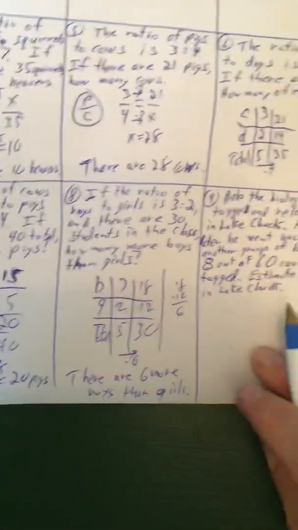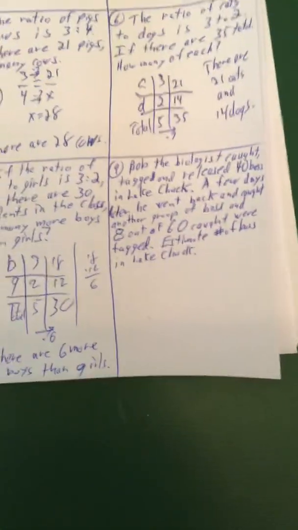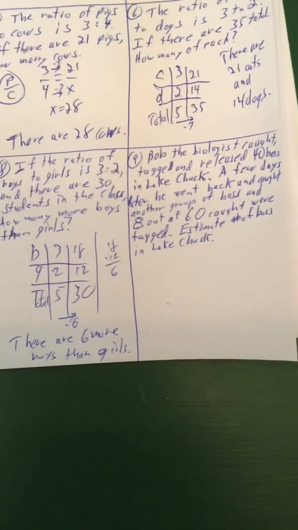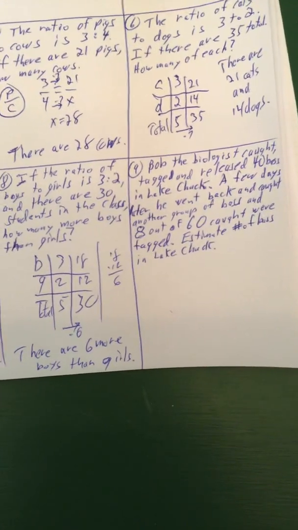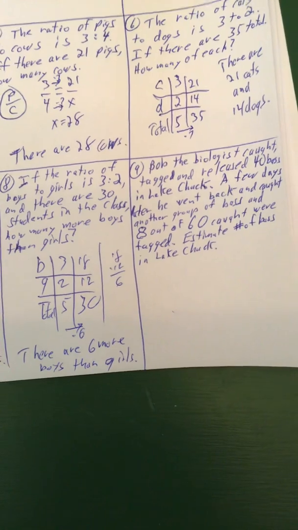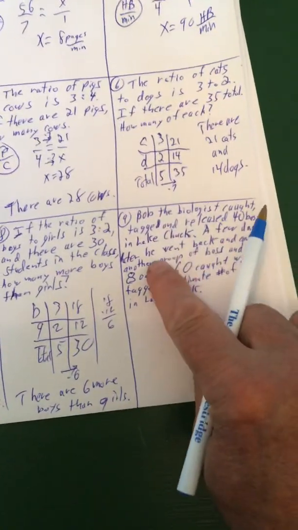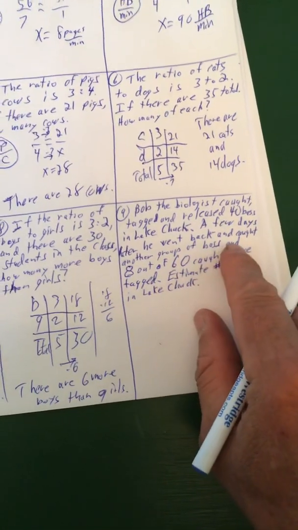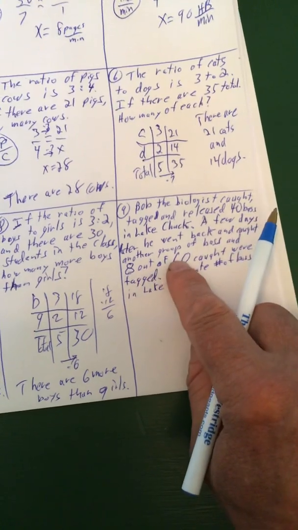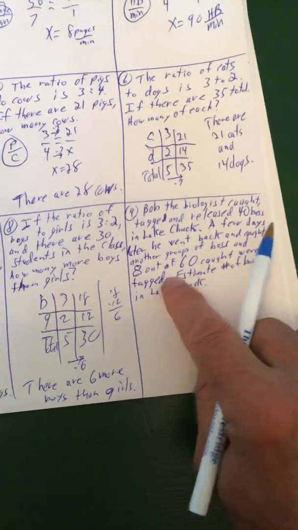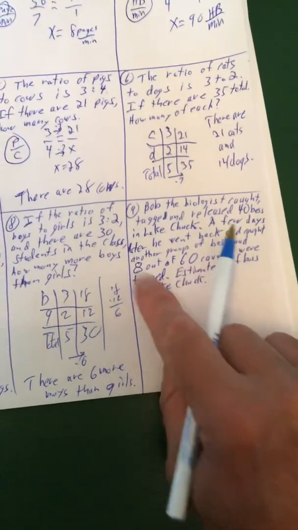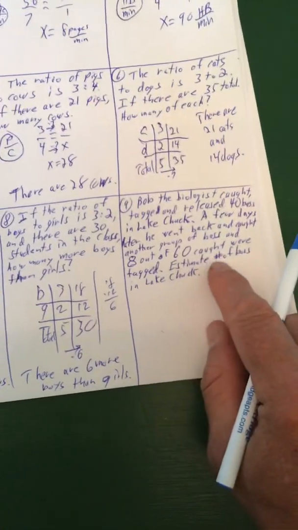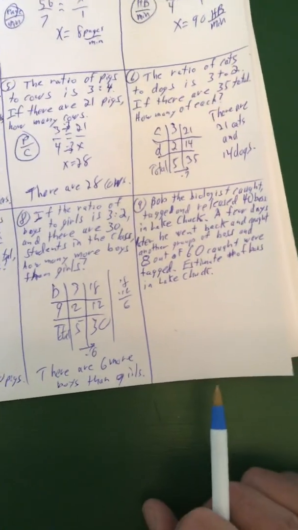And last one here. This will be a tough one here. Those of you who have had me this year, you'll recognize this question. So Bob the biologist caught, tagged, and released 40 bass in Lake Chuck. A few days later, he went back and caught another group of bass, and 8 out of 60 caught were tagged. He caught 60 of them, 8 of them were tagged. Estimate the number of bass that are in the Lake Chuck.